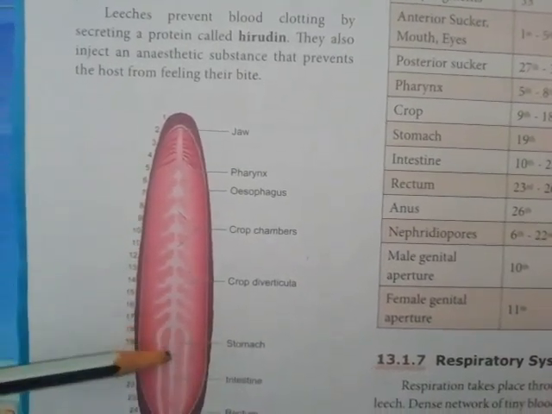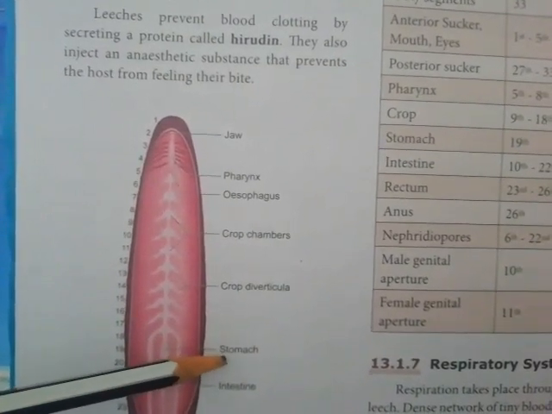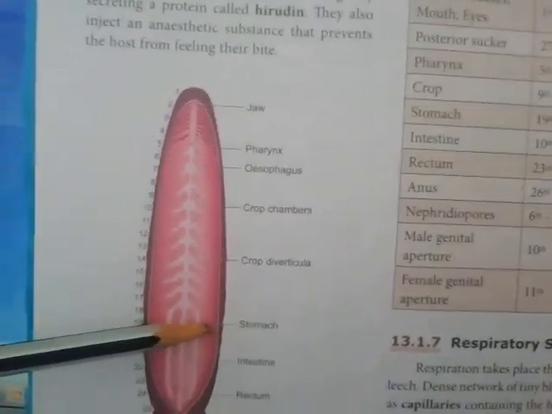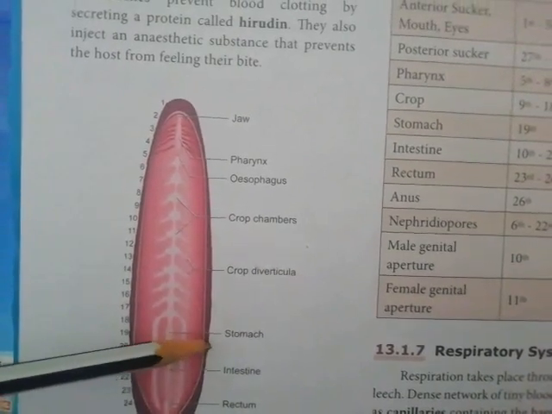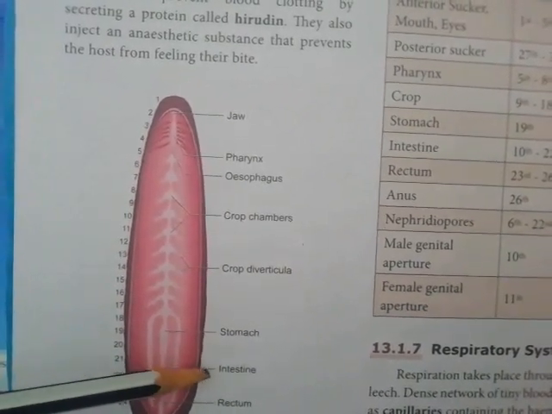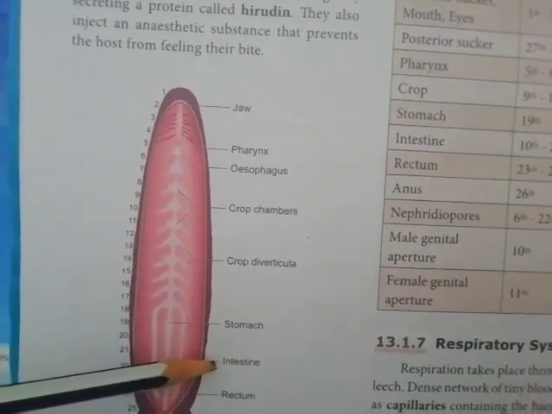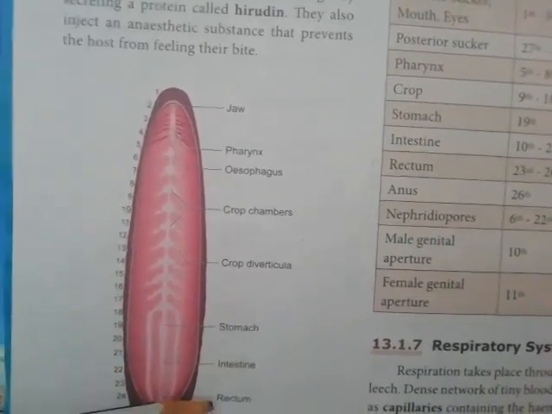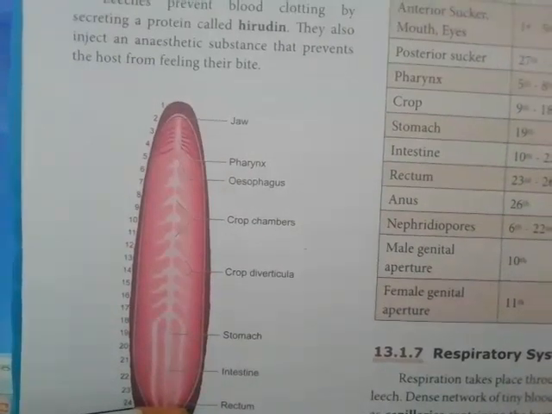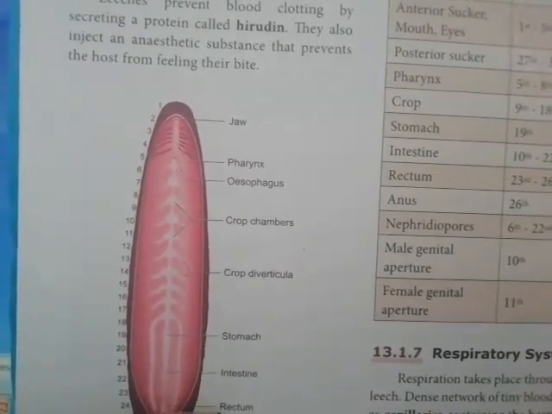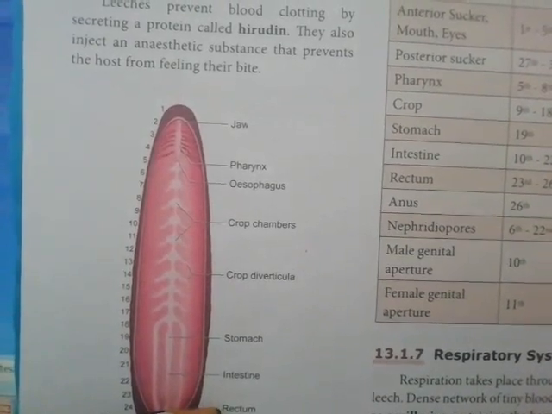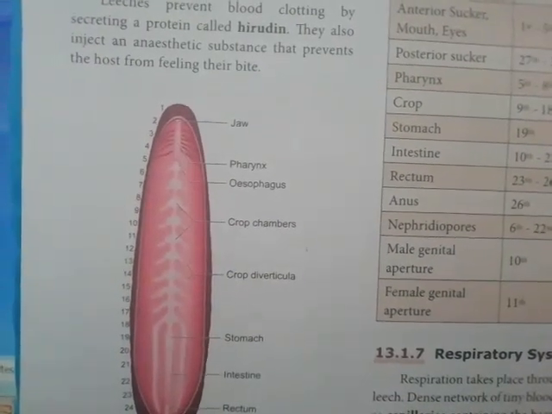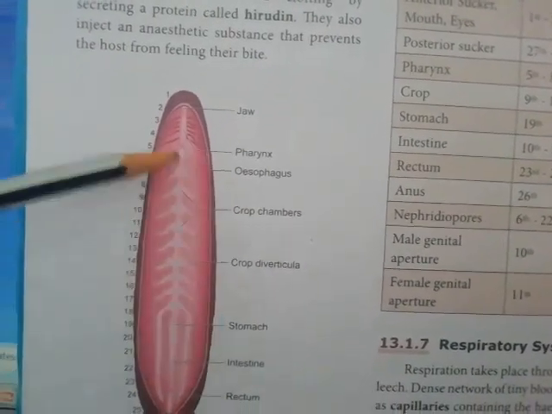This is the stomach, where digestion takes place with the help of proteolytic enzymes. After digesting food, the digested food is absorbed by the intestine. The intestine absorbs digested food and it diffuses into the body. Next is the rectum. The undigested food is temporarily stored in the rectum. Then this undigested food is egested, removed through the anus. This is the digestive system.